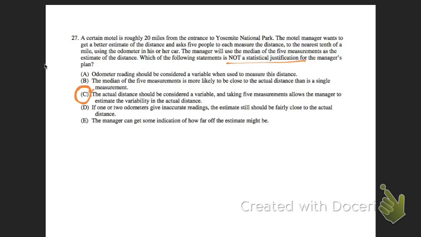So when it asks which of the following is not a justification, the answer is C because it says the actual distance should be considered a variable. Well, if we knew the actual distance, we wouldn't run the test in the first place. The whole reason we're doing this test is to try to guess the actual distance. So we cannot use the actual distance as a variable. All other four of these are justifications of why we should do this.